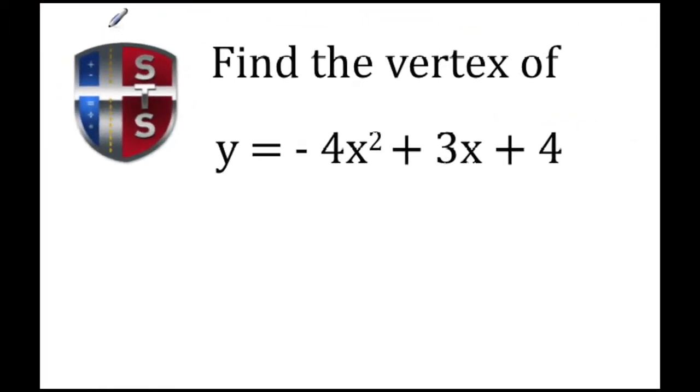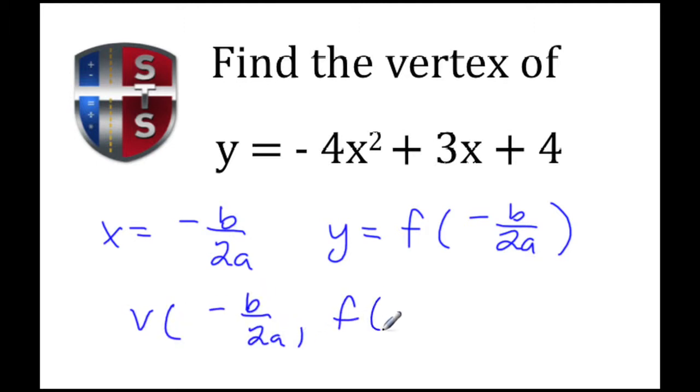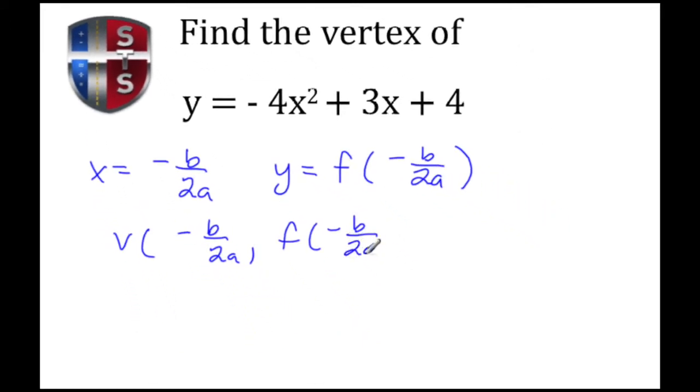Alright, to find the vertex, a relationship exists where we know the value of x is going to be negative b divided by 2a. And if we want to find the value of y, that's really just saying take the function f that we're starting with and plug in, or input, the expression negative b over 2a. So in short, we know that the vertex v is defined by negative b over 2a as the x value and f of negative b over 2a as the y value.